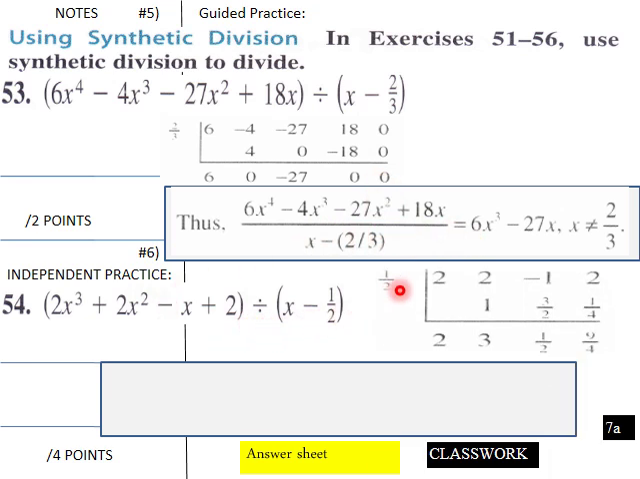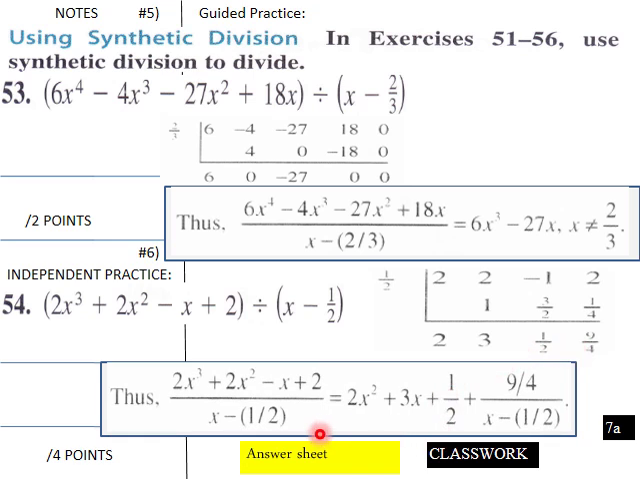And then down here, again, we change the sign of our constant here, and then we drop down, multiply, and then keep multiplying across. And here we do have a remainder of 9 over 4. So your division problem here would be 2x squared plus 3x plus 1/2 plus 9 over 4 over x minus 1/2 for your second independent practice here.